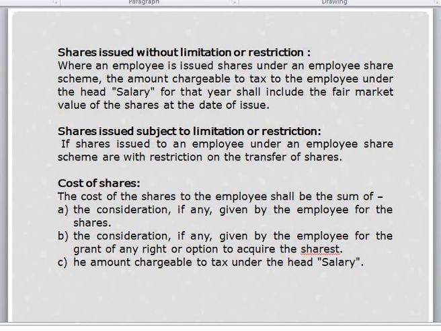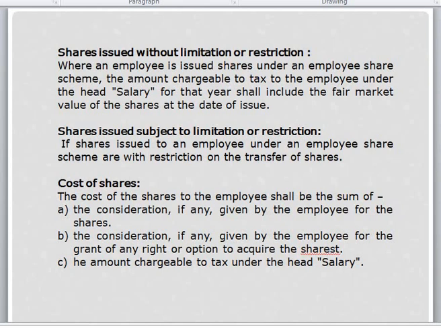Shares issued subject to limitation or restriction. The earlier one was shares issued without limitation and restriction. Now we have shares issued subject to limitation and restriction. If the shares issued to an employee under an employee share scheme are with restriction on transfer of the shares, no amount shall be chargeable to tax to the employee under the head salary until the earlier of the time the employee has a free right to transfer the shares or disposes of the shares.